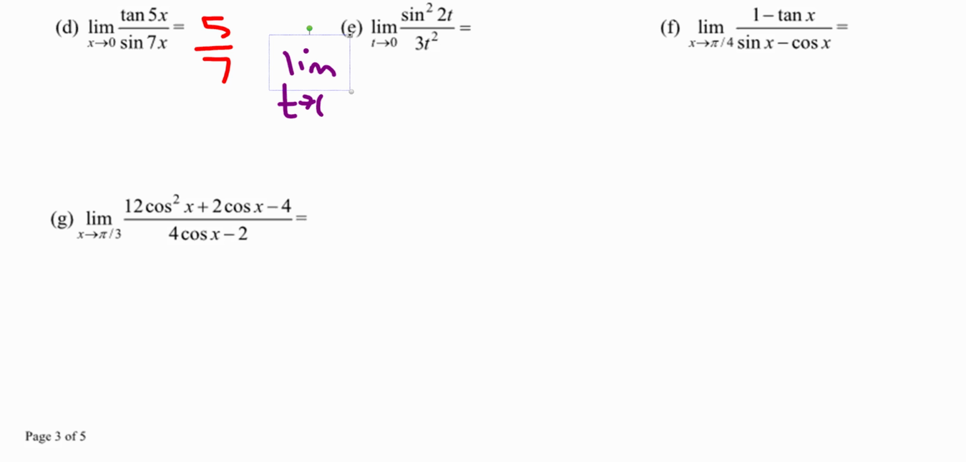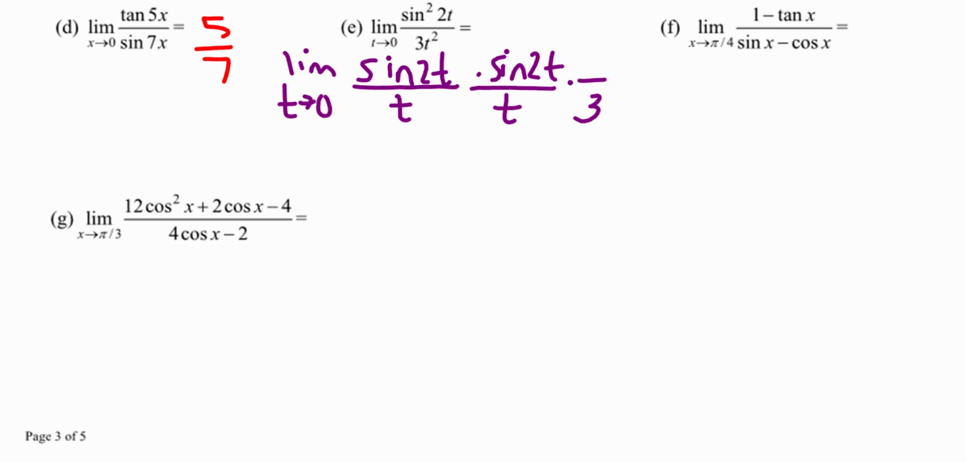Limit as t approaches 0. I'm going to write it as sine of 2t times sine of 2t over, alright, I'm going to do t times t, and I'm going to put the 3 over here. Now, if I make this a 2, and I make this a 2, I'm multiplied in the denominator by 4, so I'm going to have to multiply in the numerator by 4. Now, when we go to do the limit, this is 1, this is 1, this is 4/3, so our limit is equal to 4/3. Kind of a neat problem.